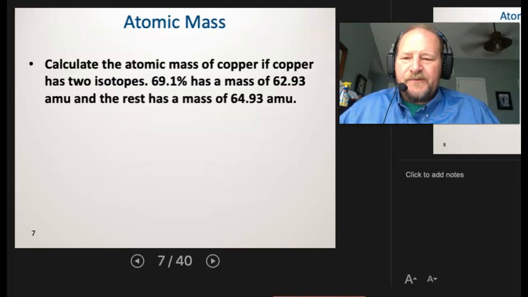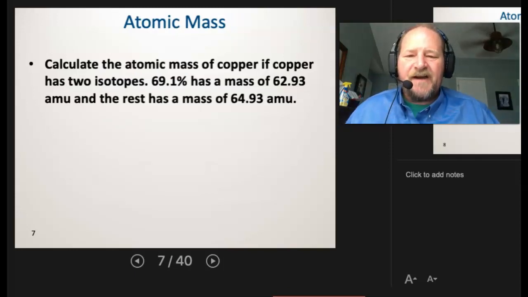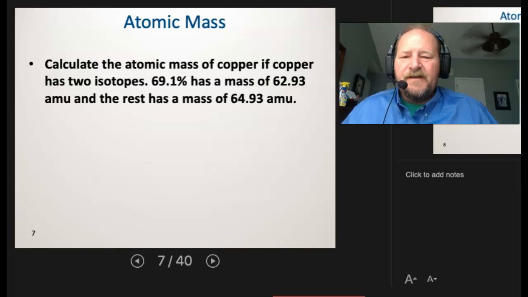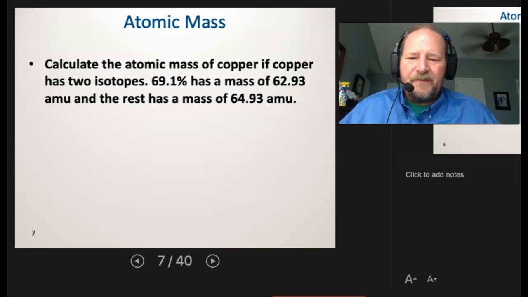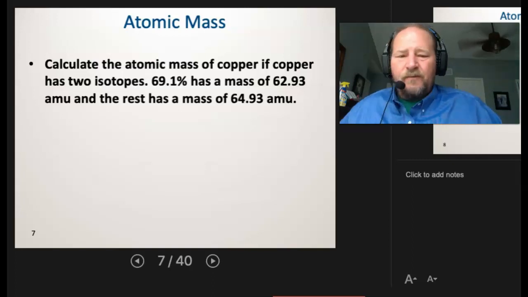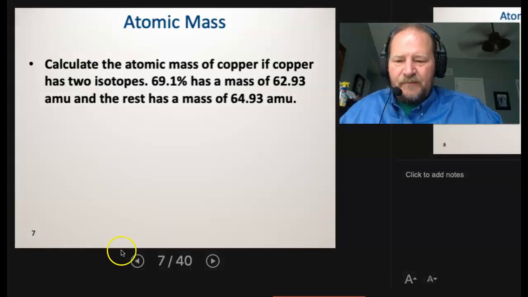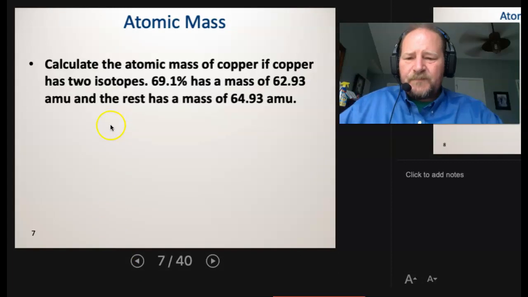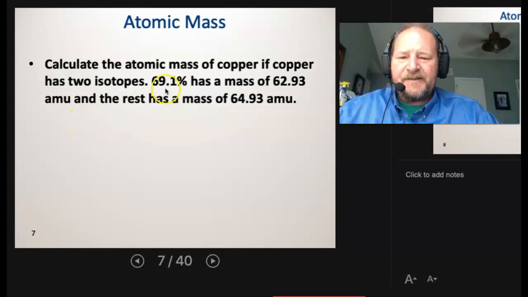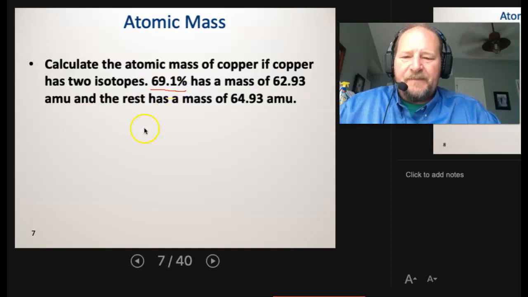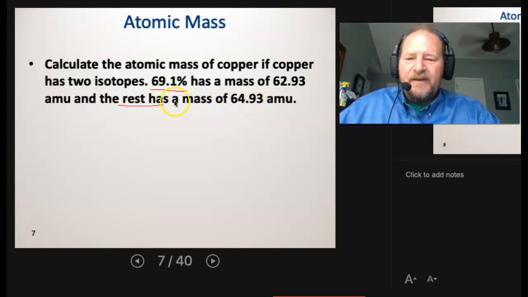Now, a question with AMUs would look something like this. Calculate the atomic mass of copper if copper has 2 isotopes. 69.1% has a mass of 62.93 AMUs, and the rest has a mass of 64.93 AMUs. So what we're going to do here is calculate what the mass of the copper should be, and we're going to do that by the percent abundance. So the percentage here is giving us the percent abundance. Now we know all of the coppers have to equal 100%. And it tells us the rest has a mass of 64.93. So 69.1% has this mass, the rest of it has that mass.